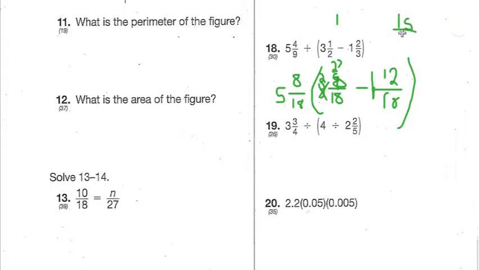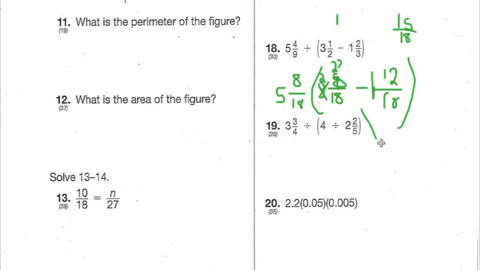15 over 18. If you didn't follow that, I couldn't take 12 away from 9 because I only have 9 to give. So I had to cross out my 3 and make it a 2. So then I took a whole, which is 18 over 18, and added that to 9 over 18. 18 over 18 plus 9 over 18 equals 27 over 18. 27 minus 12 is 15 over 18. 2 minus 1 is 1.